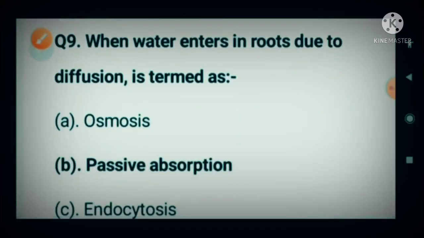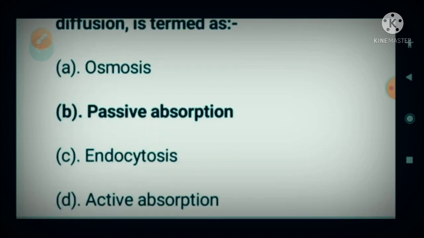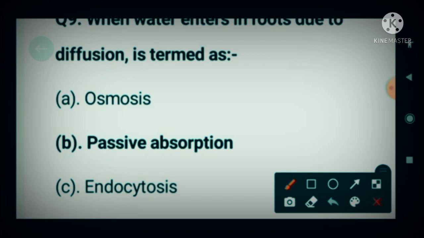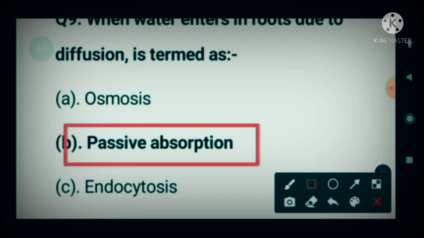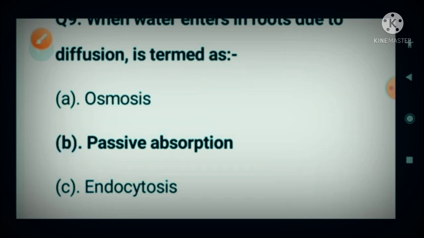Next question is: when water enters in roots due to diffusion, it is termed as osmosis, passive absorption, endocytosis, active absorption. The right option is passive absorption. But in most cases, you will see the right option is osmosis. Whenever the water is entering into the roots, the mode is always passive, so the correct option will be passive. The priority will go from passive to osmosis, right?